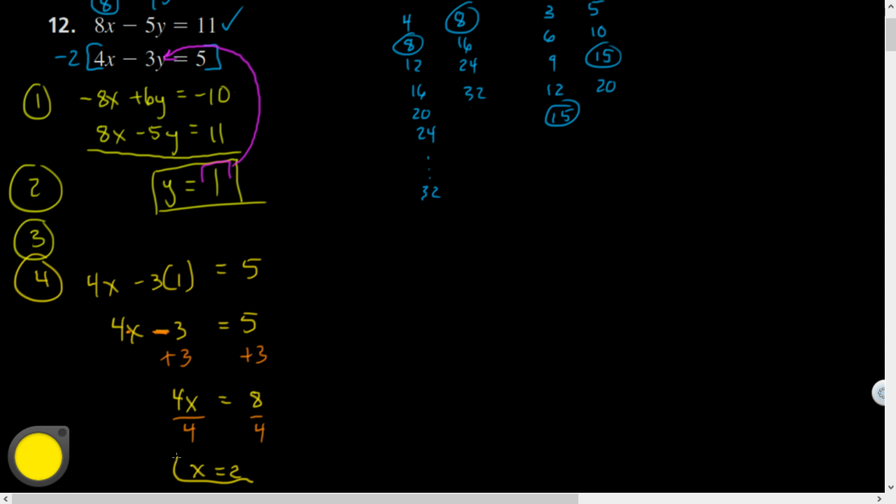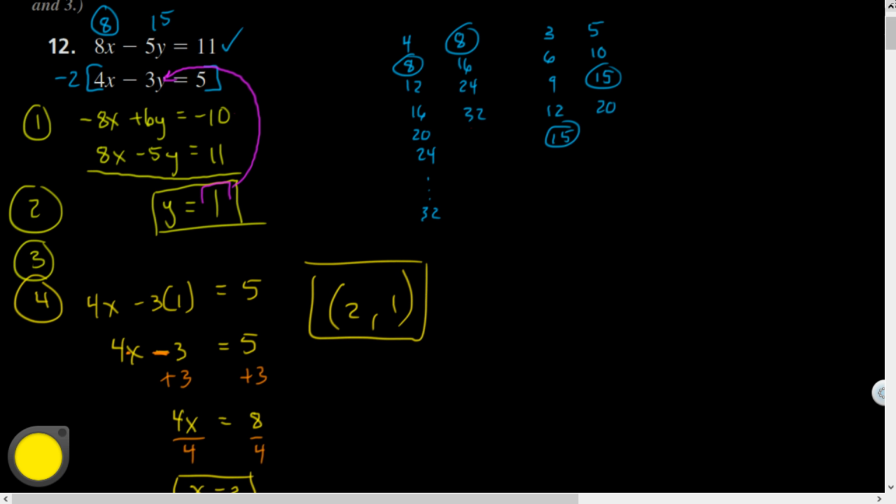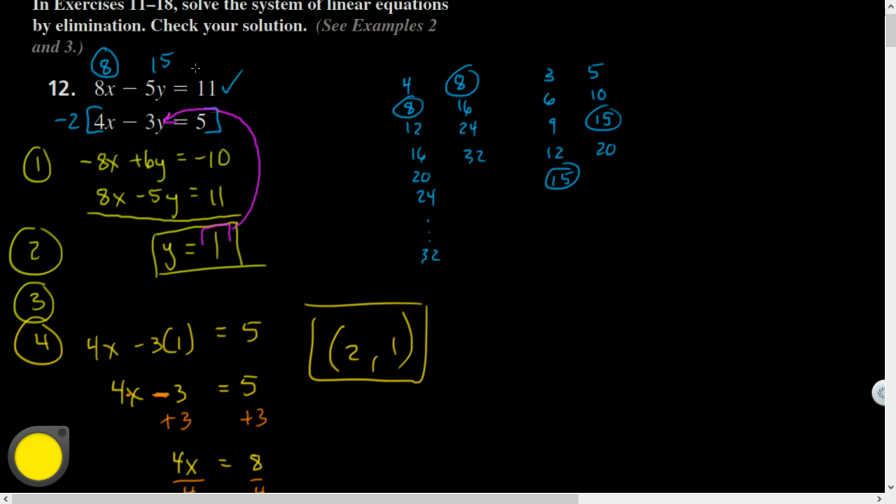All right. So this is elimination method. My solution is the ordered pair 2, 1. You can check your answer. I'm not going to take the time to do that right now. But by plugging in 2 and 1 for the x's and y's, they should work. They have to work for both of the equations.